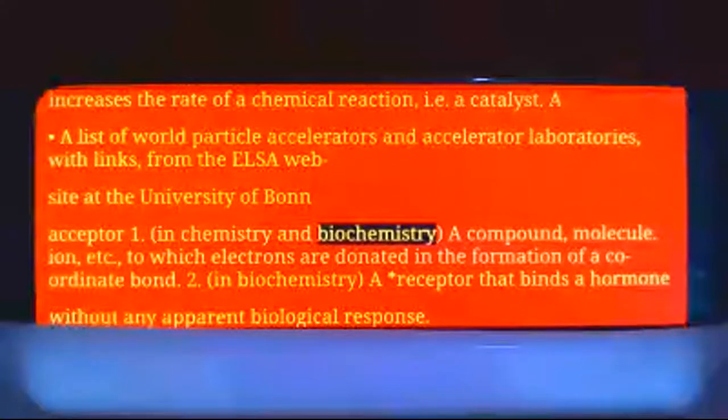Acceptor. 1. In chemistry and biochemistry, a compound, molecule, ion, etc., to which electrons are donated in the formation of a coordinate bond. 2.